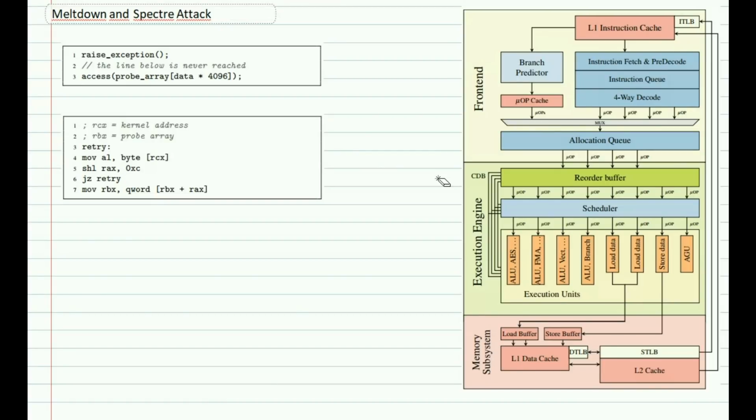Meltdown is using two mechanisms of modern CPUs. The first mechanism it's using is out-of-order execution, and the second mechanism it's using is the cache. The problem is how you can use these mechanisms to actually get data that you are not able to read otherwise. In modern CPUs, the RAM is actually split into multiple sections.